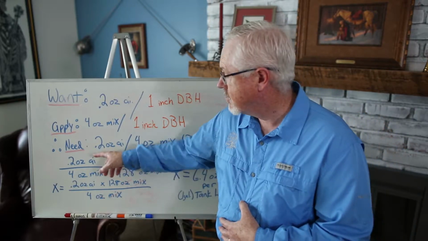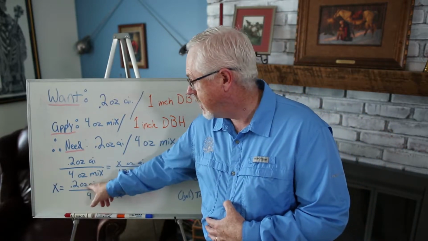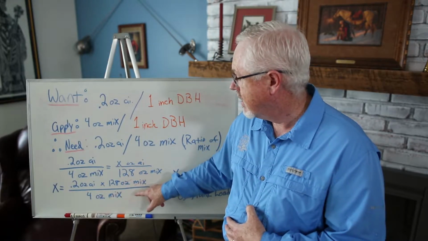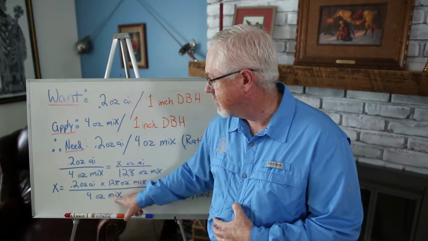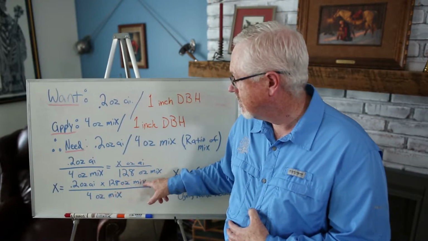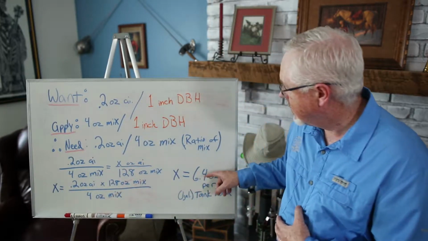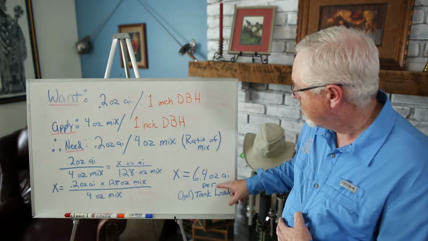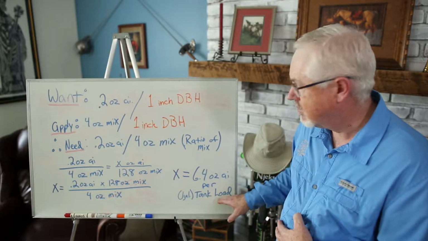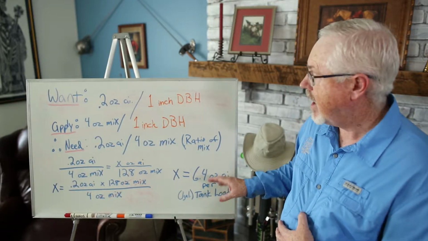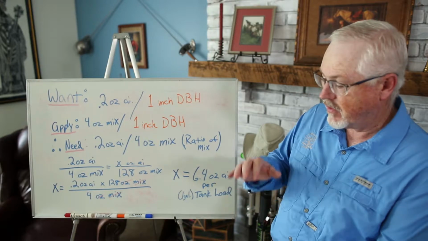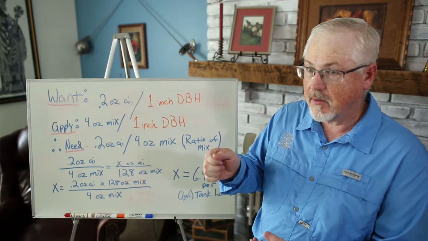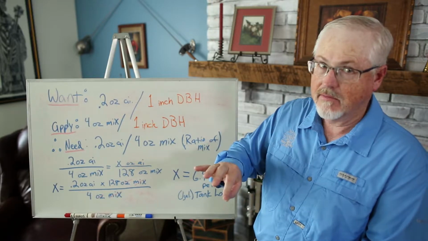So then if you use cross multiplication, it's 0.2 ounces active ingredient times 128 ounces of mix divided by 4 ounces of mix. The units cancel out, and if you run the numbers, you'll end up with 6.4 ounces active ingredient per 1 gallon or tank load. Okay? Now that means that every time I go to fill that tank up, I put 6.4 ounces and measure that out in a little measuring cup, put that in the tank first.